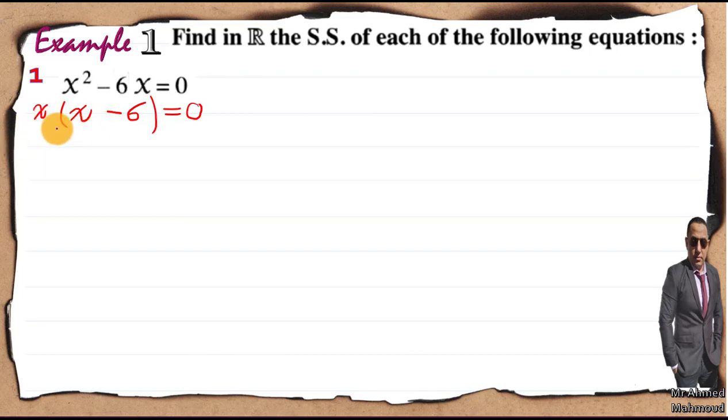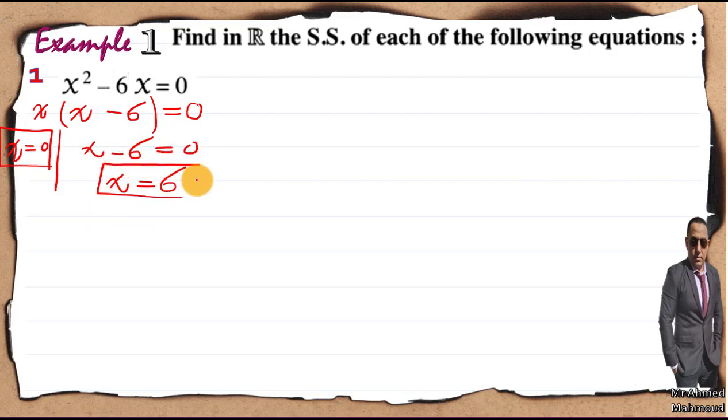So I'm going to separate between them like this, and I'm going to write x equals 0 or x minus 6 equals 0. Okay, x equals 0, this is a solution, and here x minus 6 equals 0, so I'm going to send minus 6 to the right side to be plus 6, so x equals 0 plus 6 equals 6, so the solution is 6.